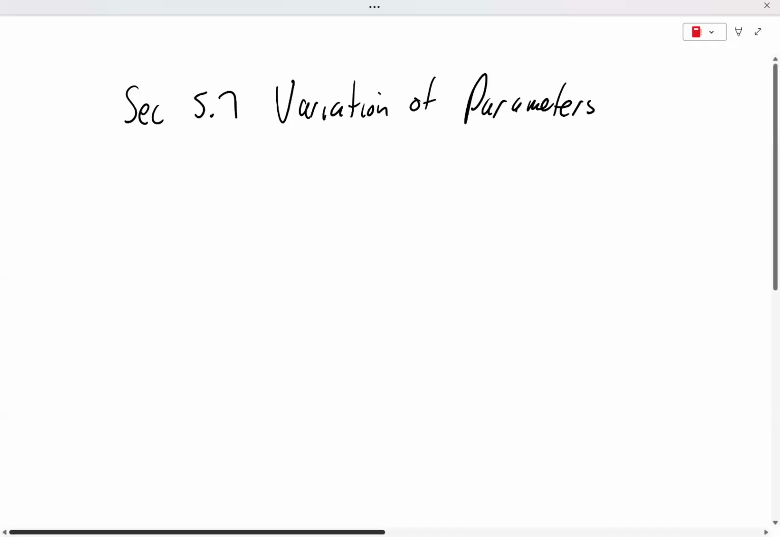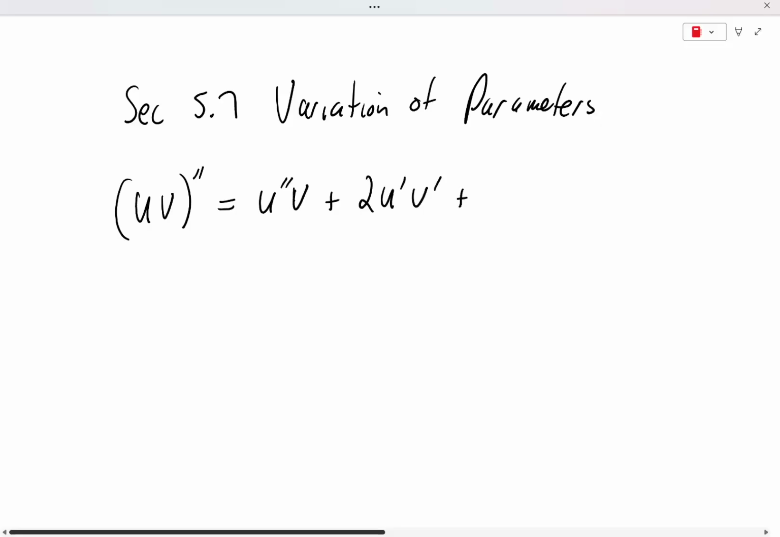Before we start that, one thing to mention, there's a question about taking the second derivative. So I mentioned there was kind of a trick for taking the second derivative of a product. Not really a trick, but more of a formula. If you have (uv) double prime, that's equal to u double prime v plus 2u prime v prime plus u v double prime, like this. So this is the formula for taking the second derivative of a product.